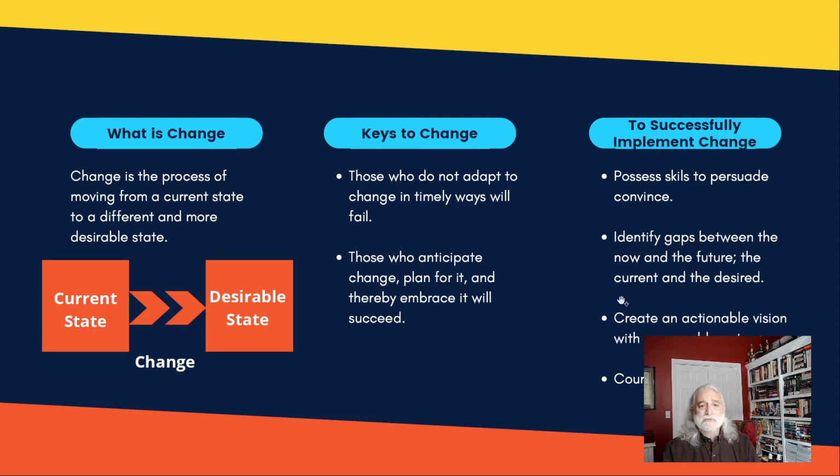Then you have to create an actionable vision, and you have to have measurable outcomes. It's no different than any other strategic intent. Here's the vision that I have. Here's my strategic intent, the action items, and how do I know I'm going to be successful at the end of the day? Here are the measurable outcomes. Here are the targets that I want to hit.